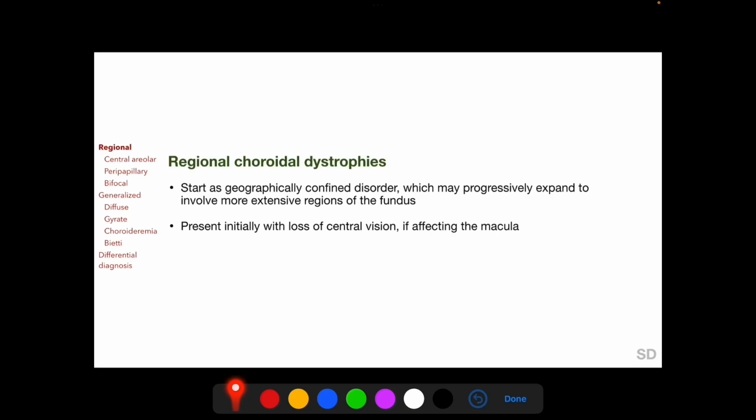Choroidal dystrophies are classified into regional and generalized choroidal dystrophies. Regional choroidal dystrophies start as geographically confined disorders which may progressively expand to involve more extensive regions of the fundus, and these disorders initially present with loss of central vision if affecting the macula, such as in central areolar choroidal dystrophy and bifocal choroidal atrophy.